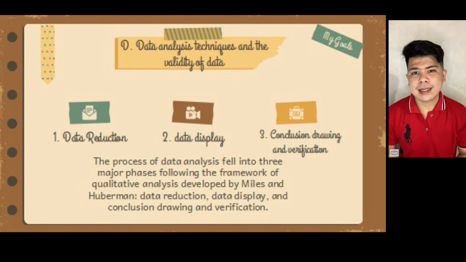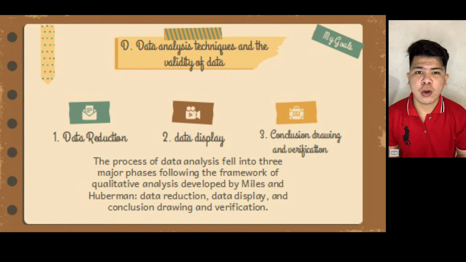D. The data analysis techniques and the validity of data. The process of data analysis fell into three major phases, following the framework of qualitative analysis developed by Miles and Huberman: data reduction, data display, and conclusion drawing and verification. 1. Data reduction. 2. Data display. 3. Conclusion drawing and verification.